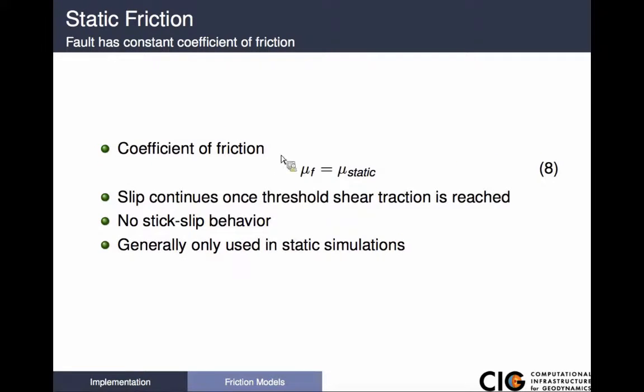So static friction, coefficient of friction is equal to some value. Slip continues. An important thing to notice here is that as you continue to drive your stresses, slip will continue once you've reached that shear traction. You can never get stick-slip behavior with just a constant coefficient of friction. And so generally this is only going to be useful if you have a static simulation.